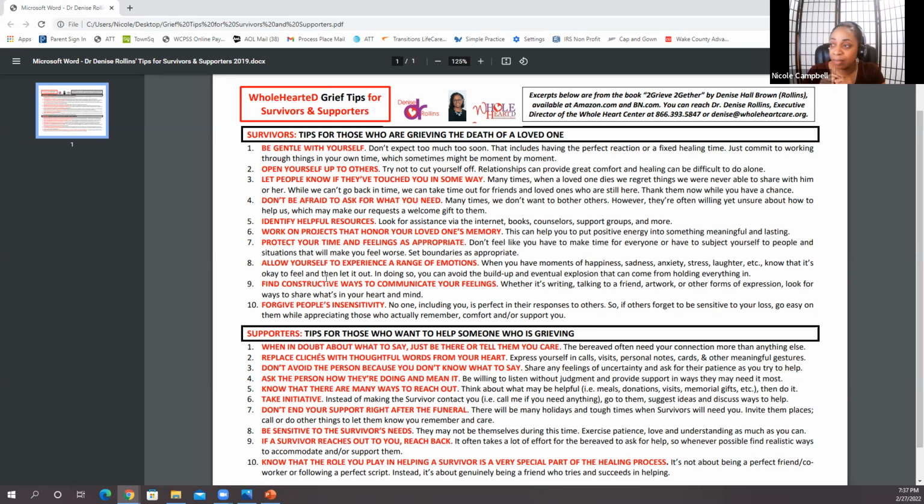Number 7 on this list, I touched on it already. Don't end your support right after the funeral. A lot of times when I sit with grievers, they talk about people dropping off, and the real loneliness and pain of grief is after the funeral. There was a quote that I read that says, the funeral was like everyone came to a big party and left, and I was there to clean up the mess. I was stuck with me. I thought that was so powerful and so accurate.